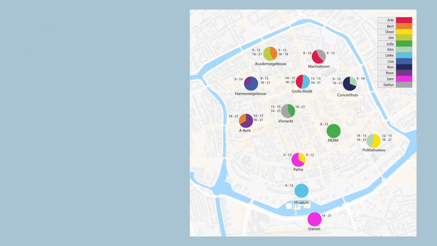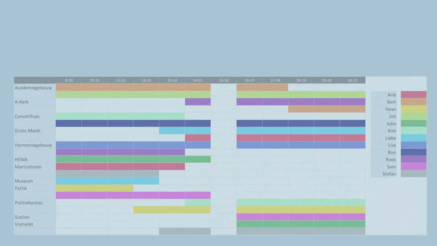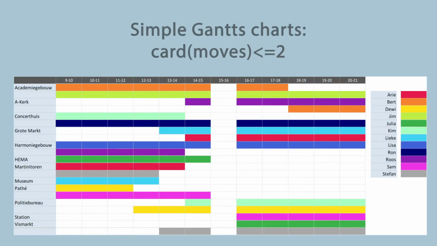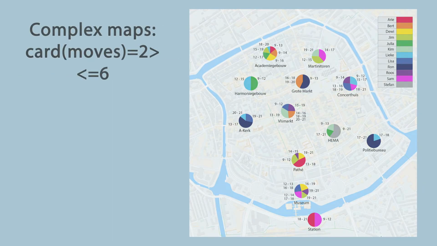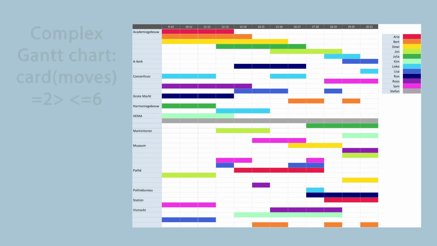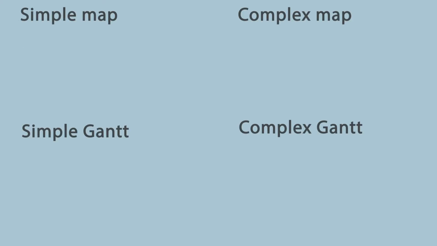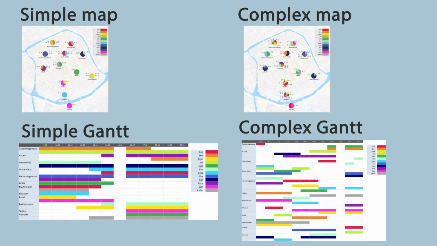Agents move maximally twice in simple maps and in simple Gantt charts. Agents' movements vary from 2 to 6 times in complex maps and complex Gantt charts. The experiment involved these 4 diagram types.